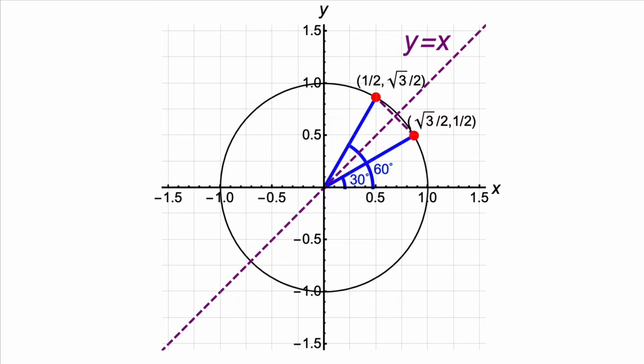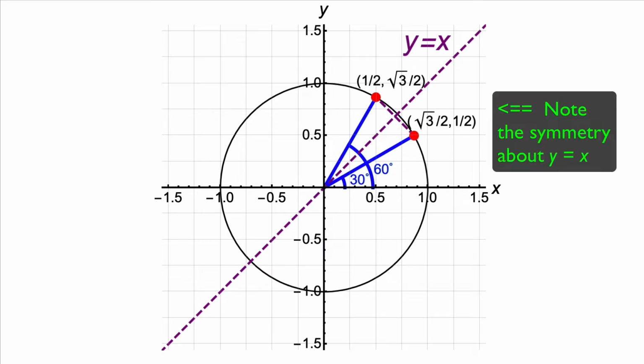It's worth taking a moment to notice that since 30 degrees and 60 degrees are complementary angles adding to 90 degrees in the first quadrant, the red points that you see are symmetric with respect to the line y equals x. That's an explanation for why their coordinates are reversed. We will see something similar when we talk about inverse trig functions later in this video.